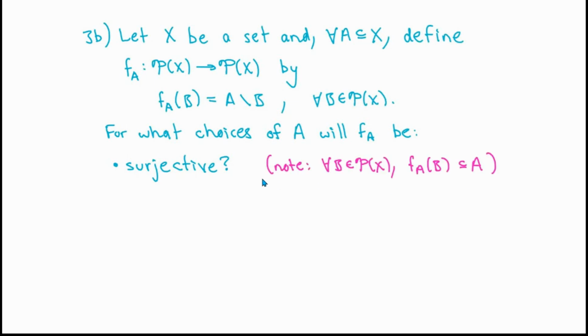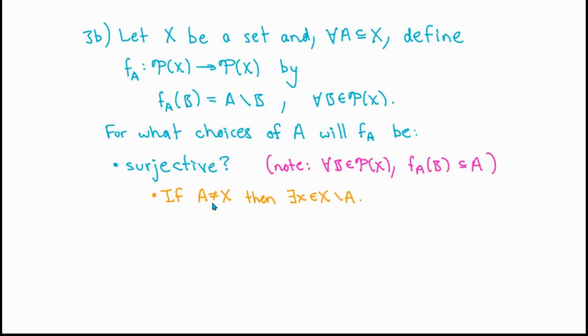Now for me, one of the crucial observations was that for any element B in the domain, the function f sub A of B, which is just A minus B, is always a subset of the set A. That means, for one thing, that if A happens to be a proper subset of X, then there are some subsets of X in the codomain which will never be realized as values of the function f sub A.